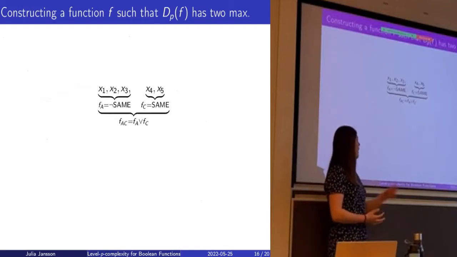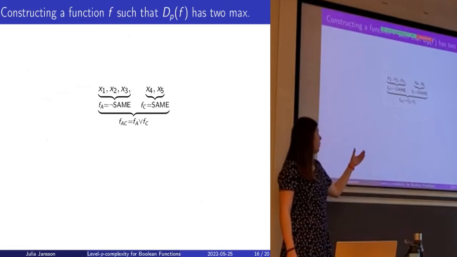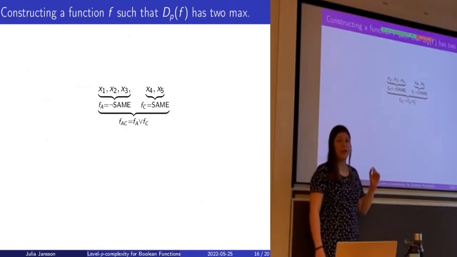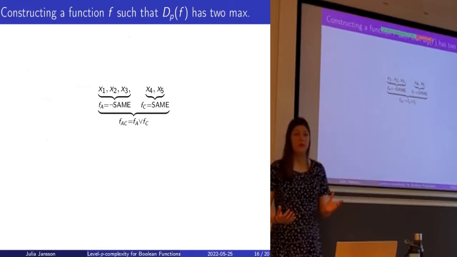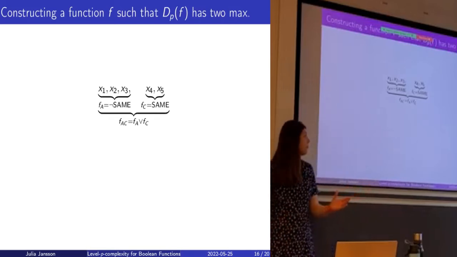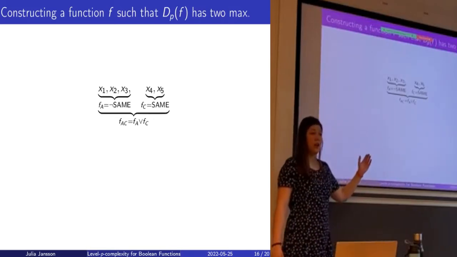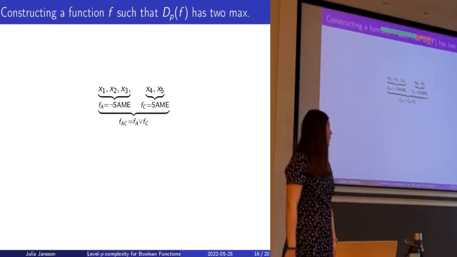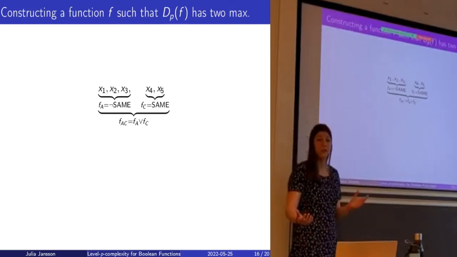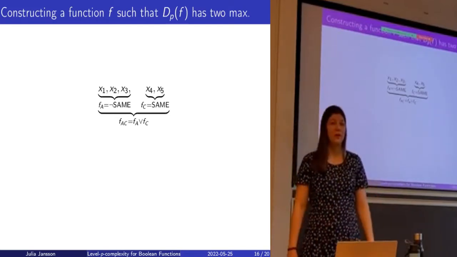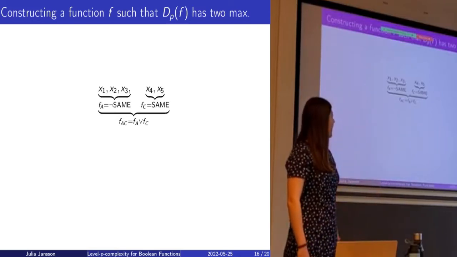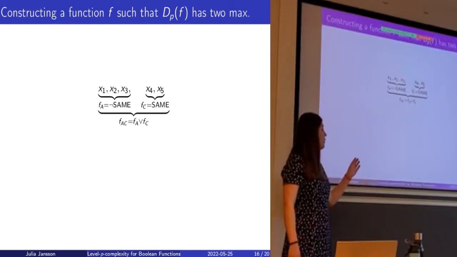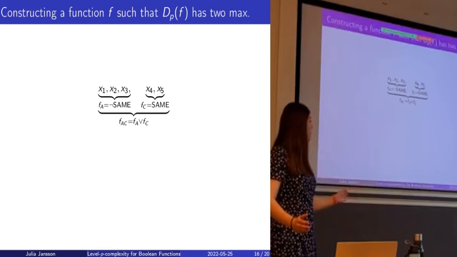So here we have 5 bits, and 3 of them are in block A and 2 of them are in block C. In block A, we have subfunction fA, which is 1 if the 3 bits are different, and 0 if they are the same. And in block C, we have 2 bits, and the subfunction is 1 if the bits are the same, and 0 otherwise. So these are kind of opposite functions, which is actually the key to get the behavior that we want later. And then FAC is the combination of these 2 subfunctions. So it's 1 if any of them are 1, and 0 only if both of them are 0.